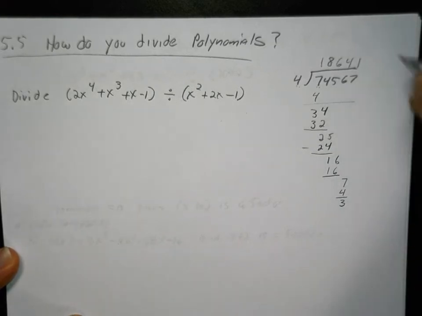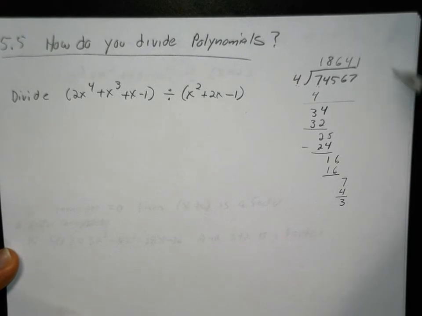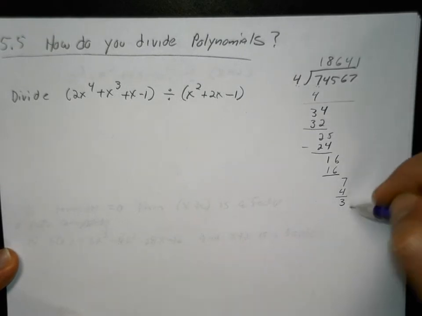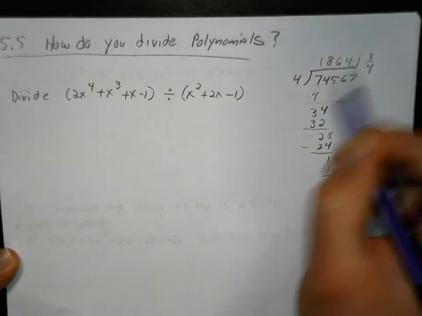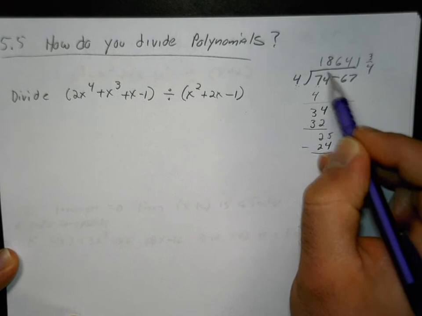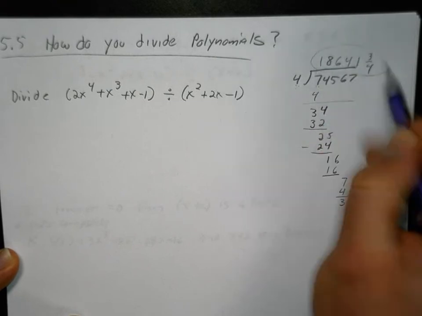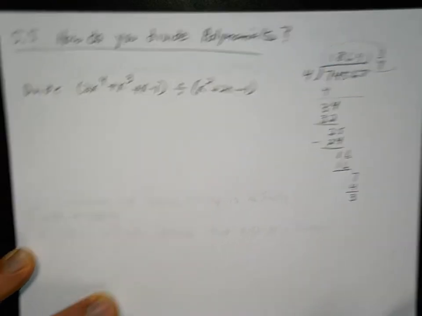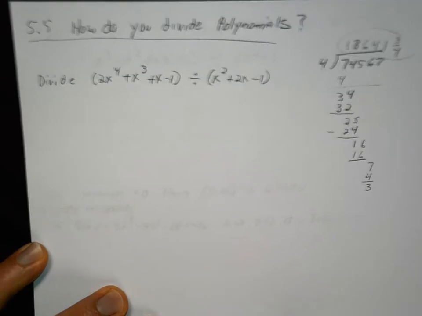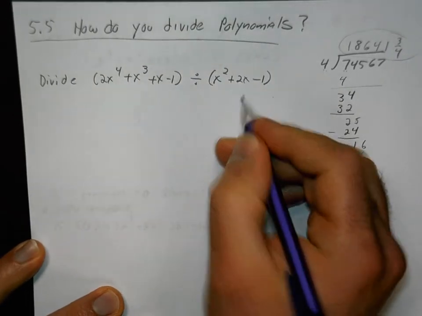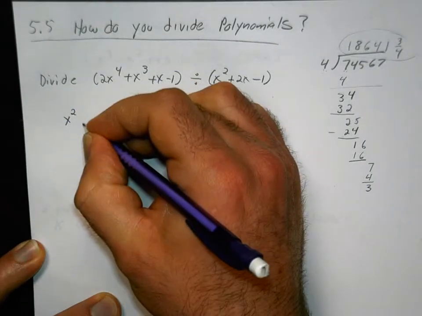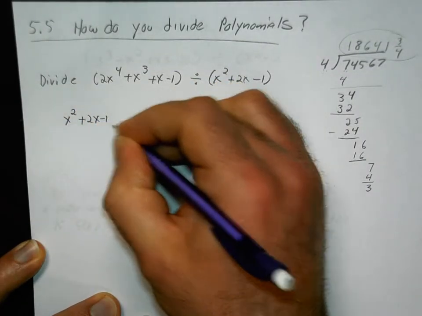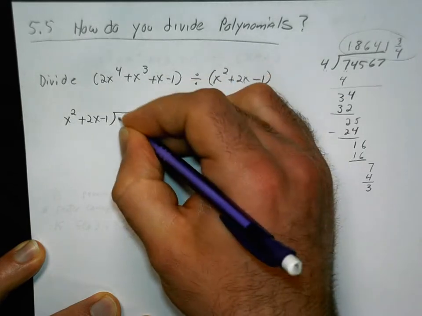Okay, so way back when, you put remainder 3, or you could write it as a fraction, 3 over 4, 3/4. So this would be the answer. So 4 goes into this number this many times. Okay, that's how we're going to divide polynomials using long division. We're going to put this on the outside here, and we're going to divide it into this one.